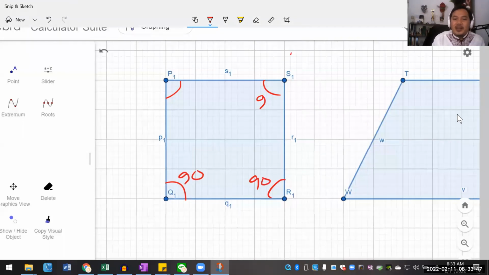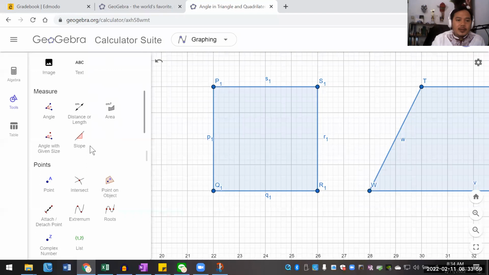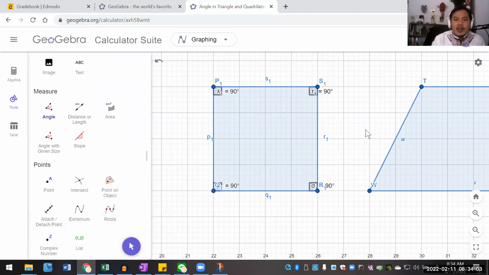But we'll prove it. Let's see if all of the angles are 90 degrees. Actually, you know that from learning in elementary school, but we're going to prove that it is 90 degrees. Okay, I'm going to click the angle here and then click the shape. And then yes, all of them are 90 degrees. Ya, ini 90 derajat semua ya. 90 degrees.